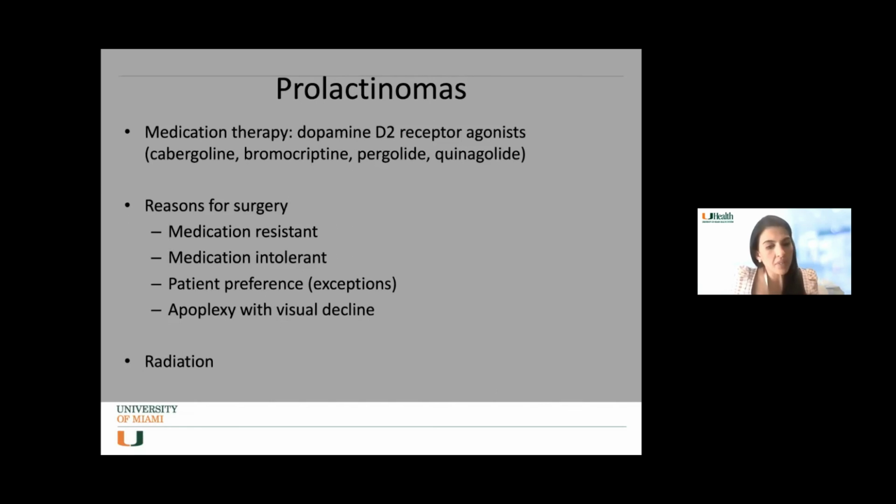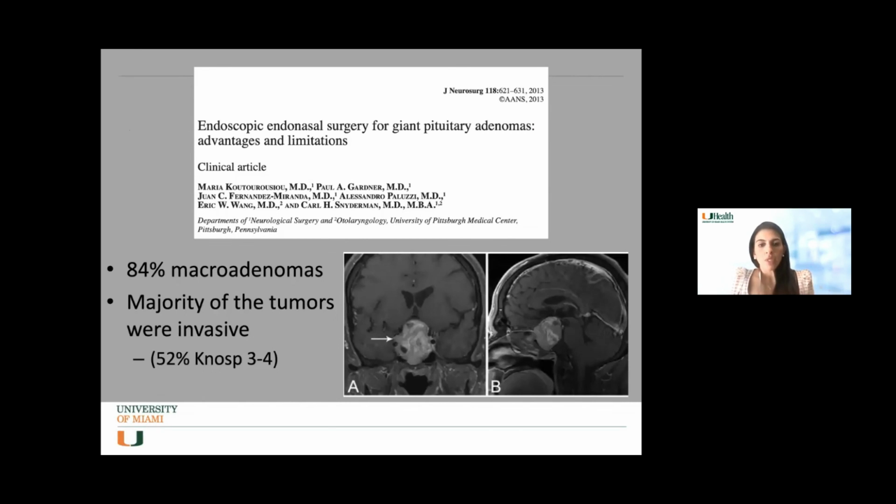I think we're running out of time a bit here, so I'll just briefly mention prolactinomas, which you can treat with medication therapy. The reasons to really operate for these giant prolactinomas are if they are resistant or the patient's intolerant. Very rarely would you operate for patient preference, although that is a controversial topic and it is becoming more common as we can do these things safely, and some patients don't want to be on long-term, lifelong therapy, or if you have, again, apoplexy with decline.